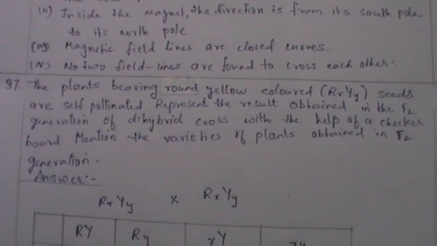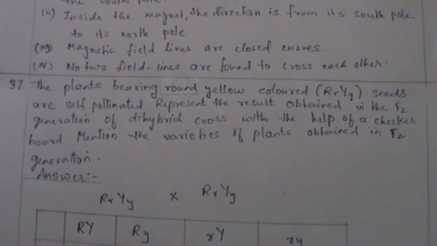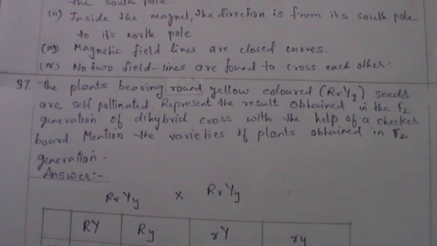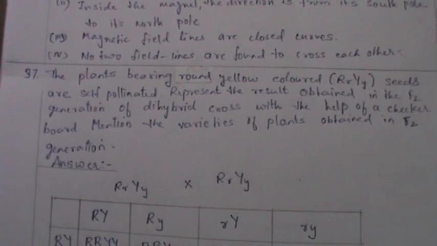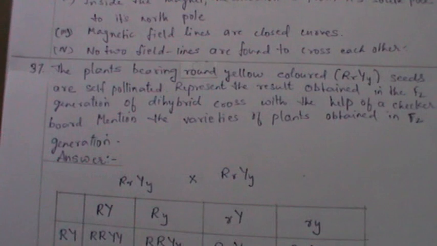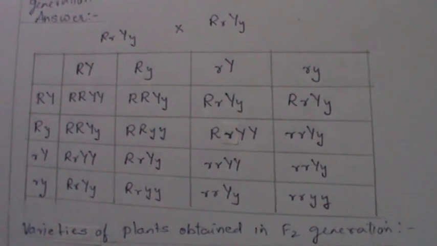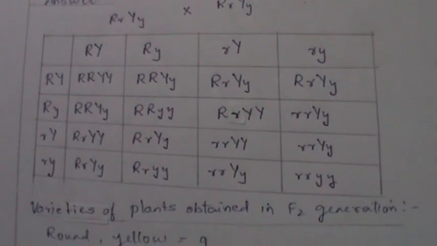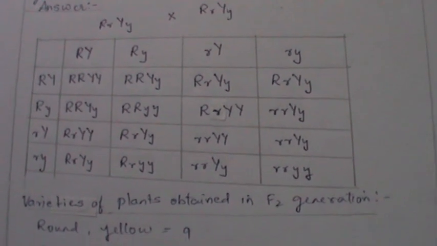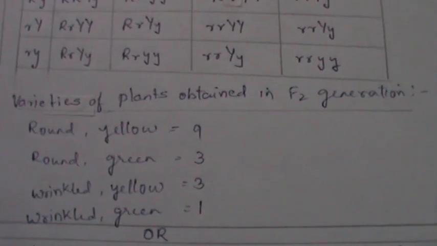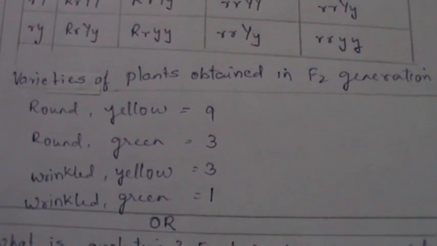Question number 37. The plants bearing round yellow colored seeds are self-pollinated. Represent the result obtained in the F2 generation of the dihybrid cross with the help of a checkerboard. Mention the varieties of plants obtained in the F2 generation. Round yellow 9, round green 3, wrinkled yellow 3, wrinkled green 1.